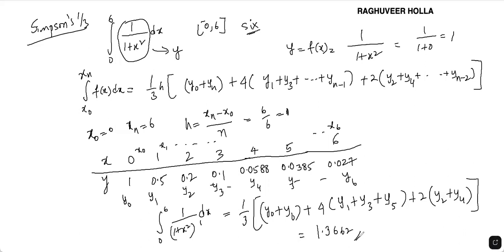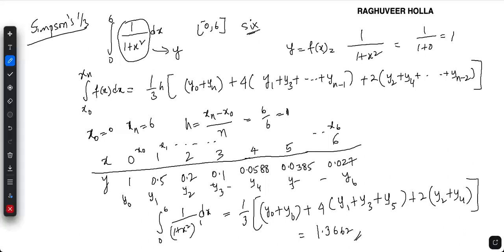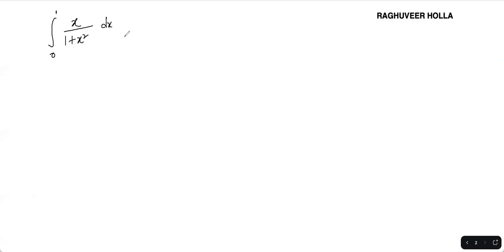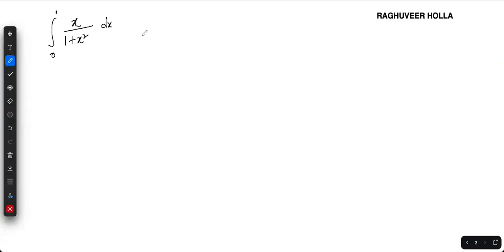Let us have a look at one more problem. To evaluate the integral from 0 to 1 of x divided by 1 plus x square dx. This is your function, f of x or y, when we relate to the formula. Again, I'm using Simpson's one-third rule here, into 6 equal parts.